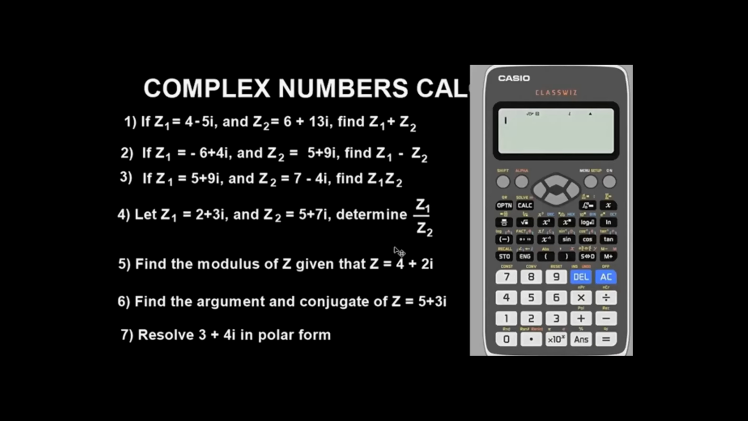So this is all you have to know about complex number calculations with the Casio calculator, with this Casio Fx 991 ES or Casio Fx 570 calculator. So guys, with this we have come to the end of this class.